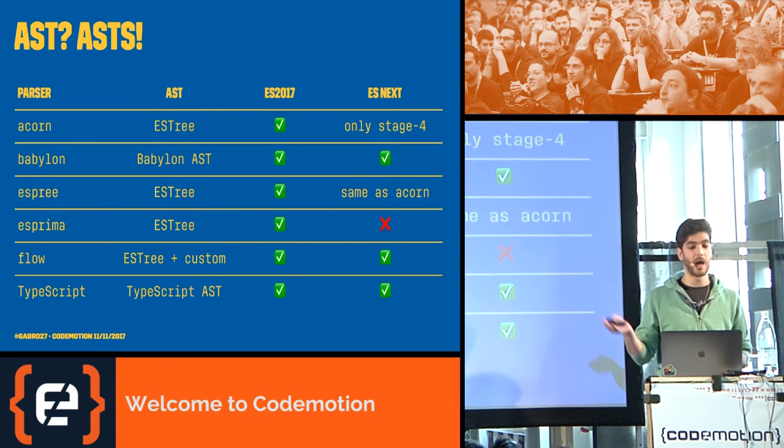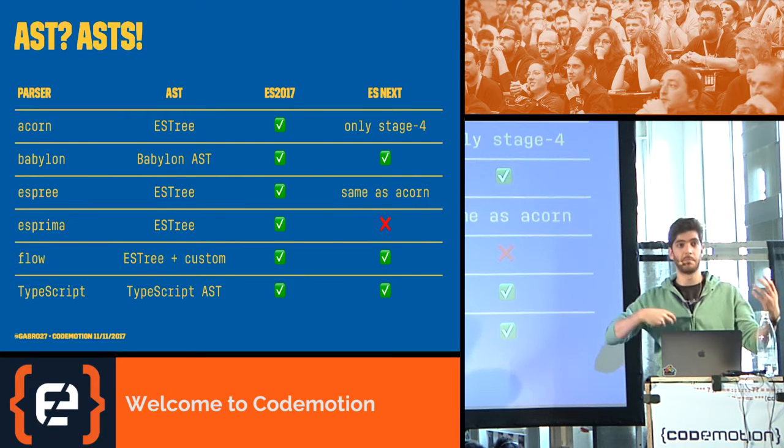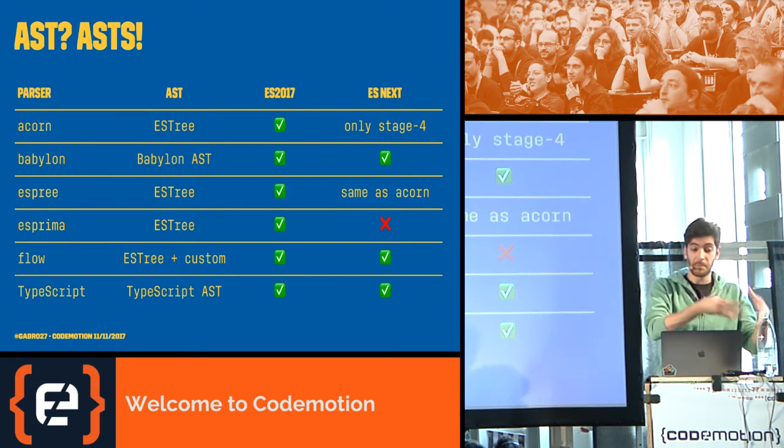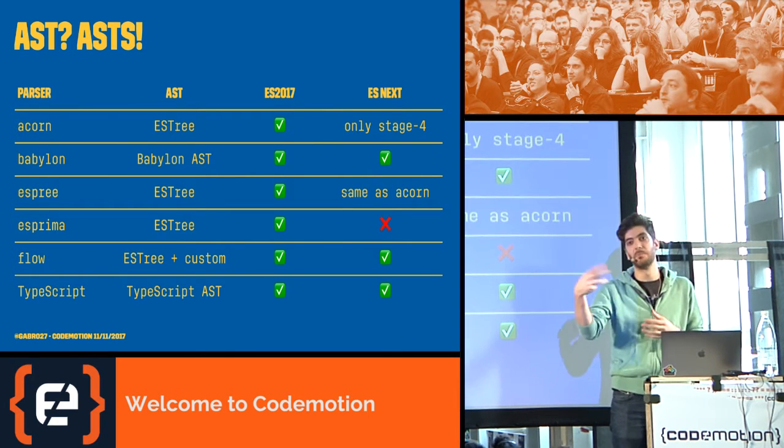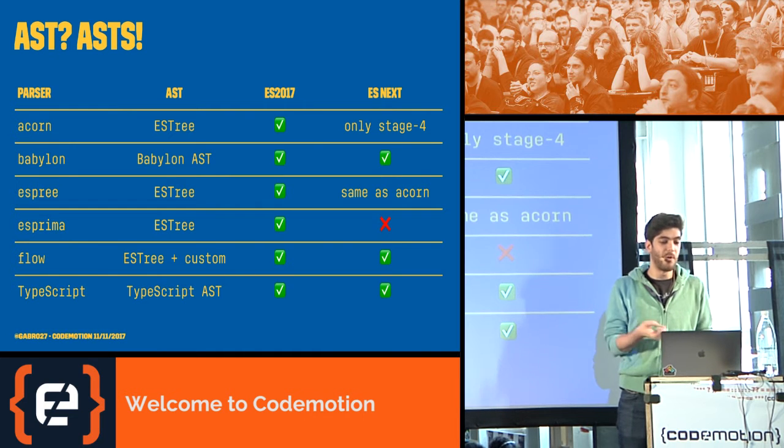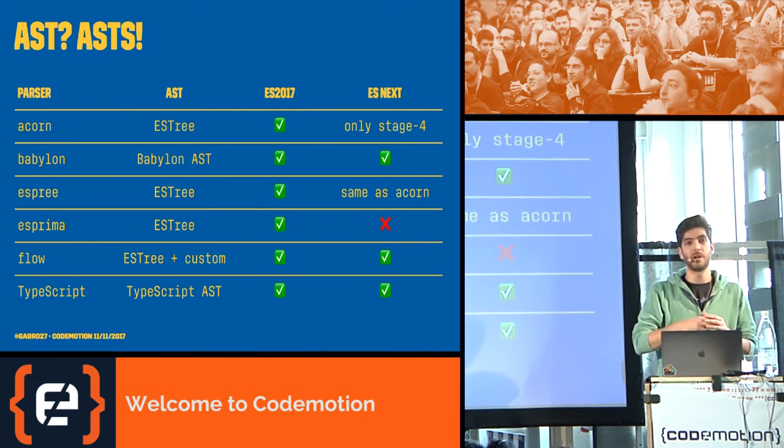So, Babylon is the parser behind Babel. Babel is a toolchain that has many different parts, the plugin system, the pretty printer, everything. It has a parser. And the Babylon parser used to use ES3, but why not, they decided to fork it and to add some custom nodes to it. So Babylon is not ES3 anymore, it is ES3 plus some stuff, plus some modifications.